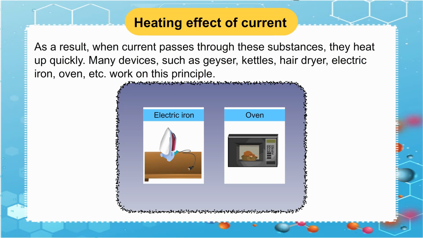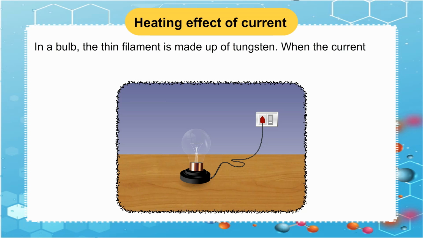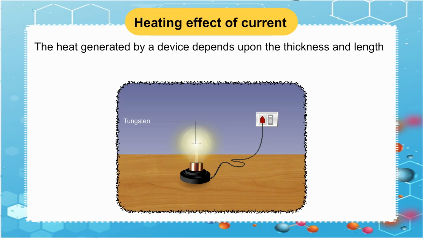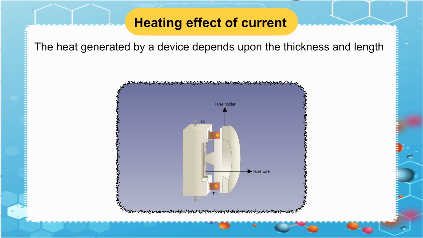Work on this principle. In a bulb, the thin filament is made up of tungsten. When the current passes through it, a lot of heat is generated. The filament starts glowing and produces a lot of light. The heat generated by a device depends upon the thickness and length of the filament used in it.